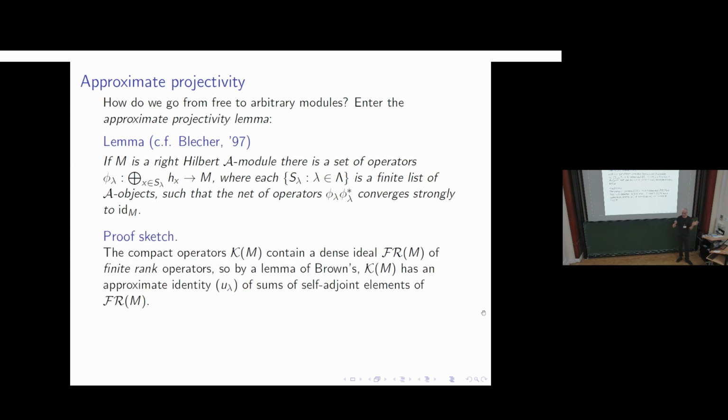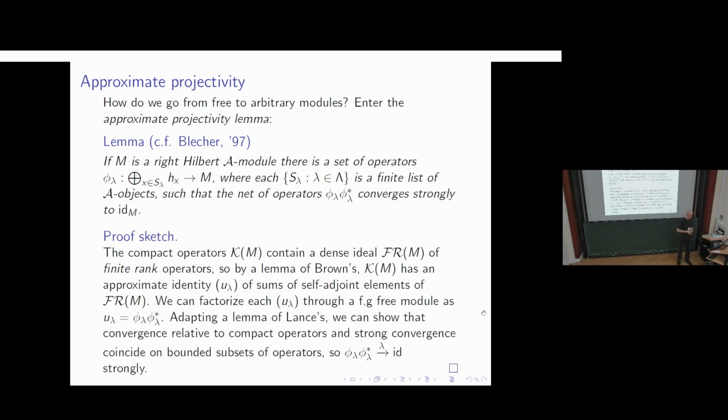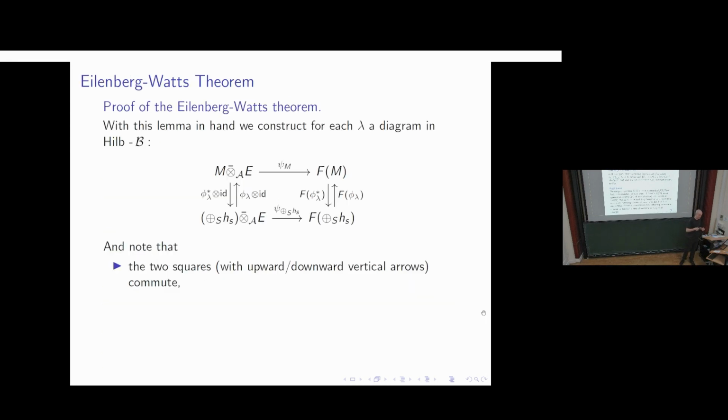It involves a bunch of things. There's a theorem of Brown's in there. There's a lemma of Lance's about compact relative versus strong topologies. I'm not going to go into that right now because I won't have time. But yes, you can prove this for C-star categories. Okay, so really quickly, how do we deduce the Eilenberg-Watts theorem from this lemma I just told you about?